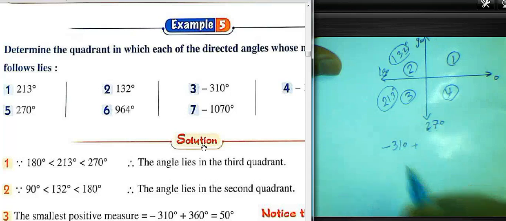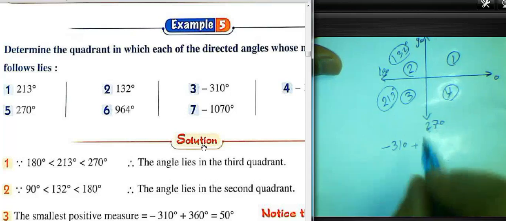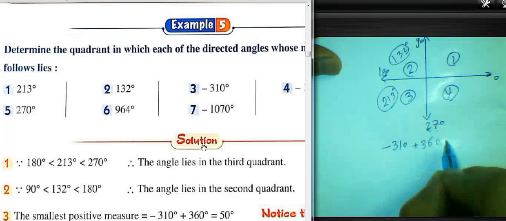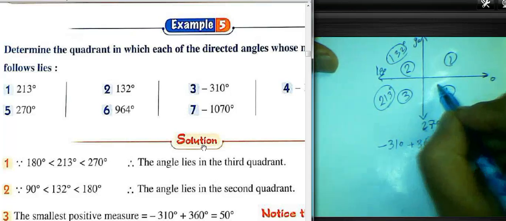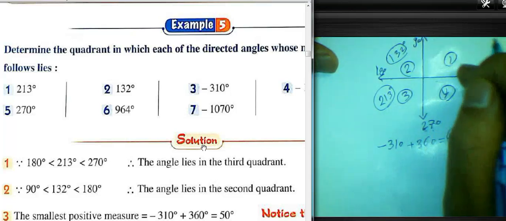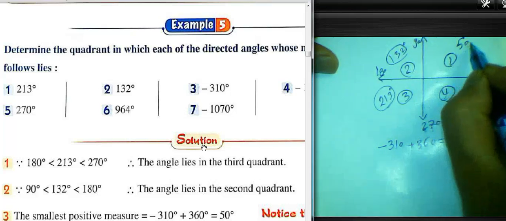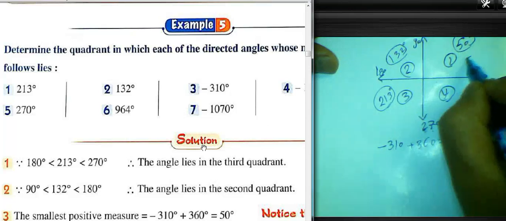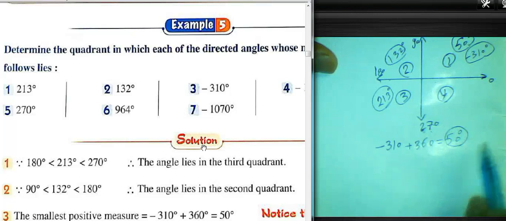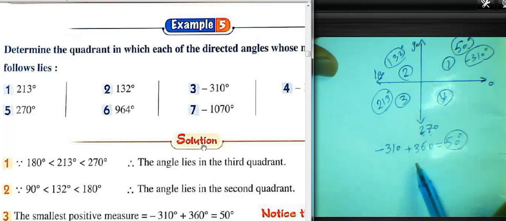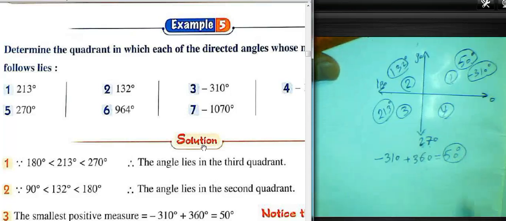We must find the smallest positive angle by adding 360 to this measure. The result will be 50 degree. So 50 degree lies here in the first quadrant. Negative 310 degree converted by adding 360 will be 50. So you must find the measure by adding 360 to the measure.